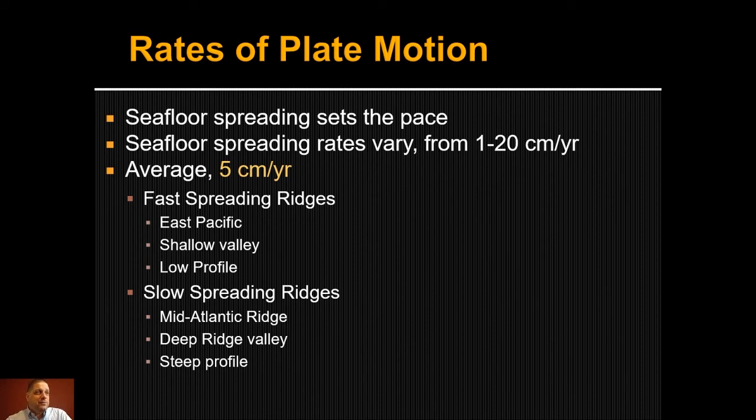How fast do the plates move? It can vary between 1 to 20 centimeters per year, and on average it can be 5 centimeters per year. There are some ridges that are spreading fast and some that are spreading slow. The ones that are spreading fast tend to have a lower profile. They're spreading too quick to build up a large mountain. And the ones that are spreading slow tend to build up steeper profiles, and the Mid-Atlantic Ridge is one of them.